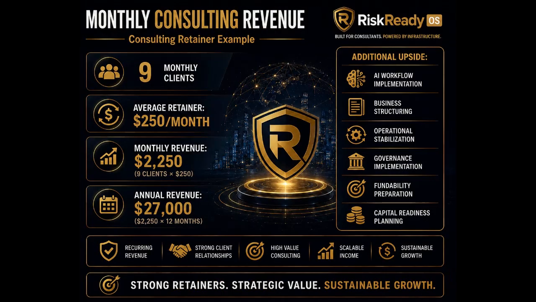Monthly consulting retainers create the foundation of the model. In this example, the consultant works with 9 active retainer clients, each with an average retainer of $250 per month. That creates $2,250 in monthly consulting revenue, or approximately $27,000 annually. This matters because the retainer is not dependent on commissions, funding approvals, or one-time sales. It creates stable recurring income for advisory work.